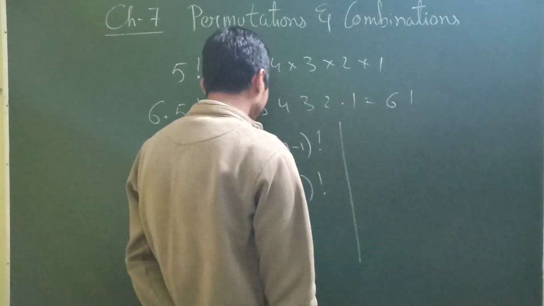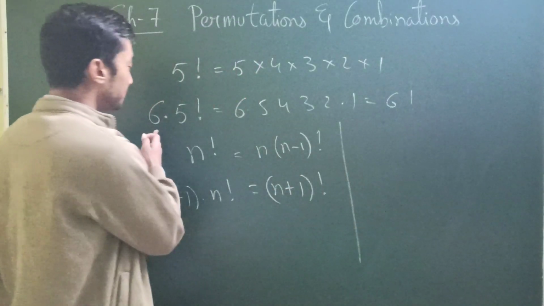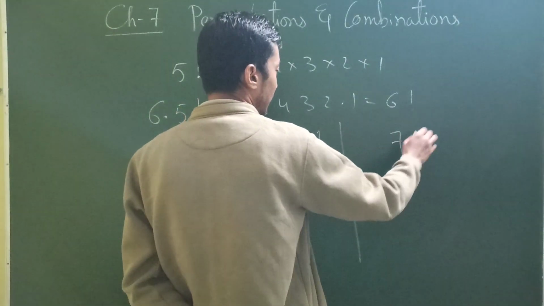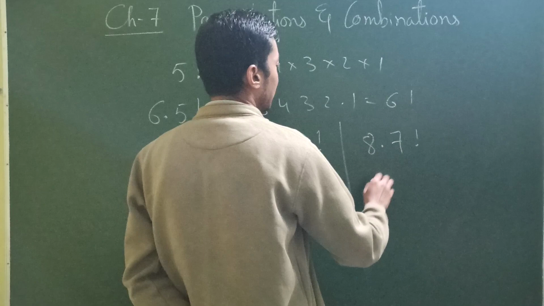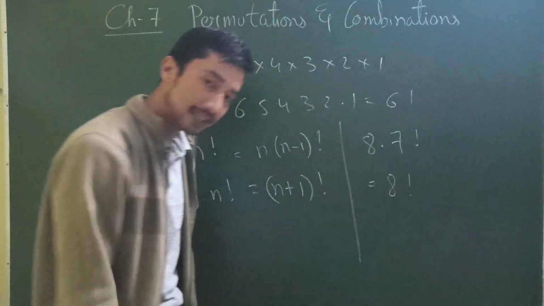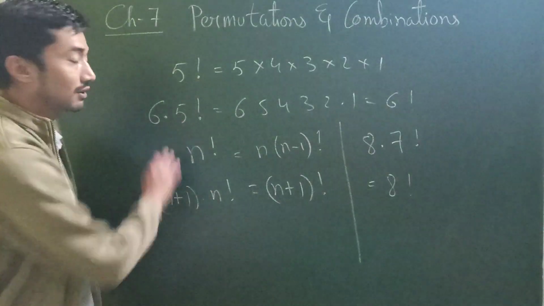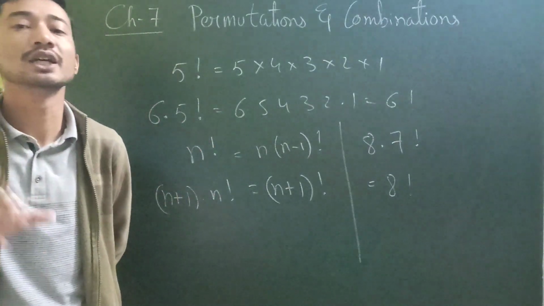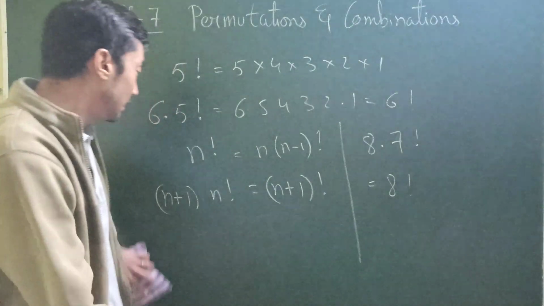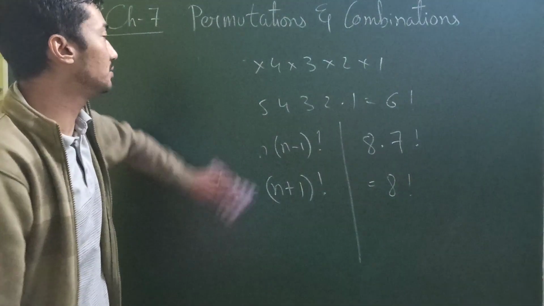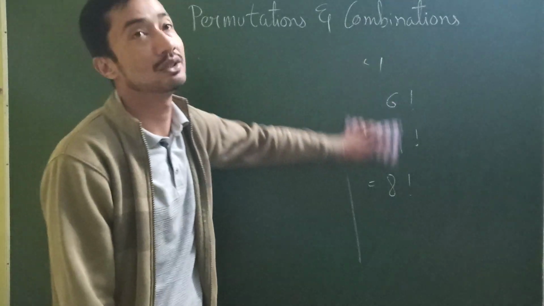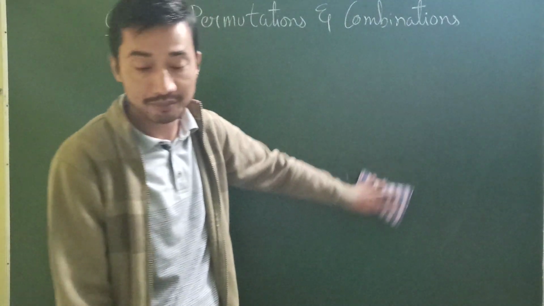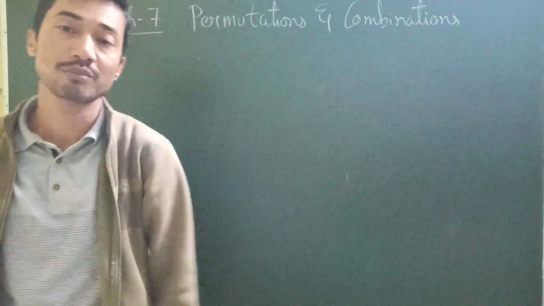I'll give you an example. Because if I have 7 factorial and then I pre-multiply it by 8, then it is also 8 factorial only, just like this concept. Okay, so those kind of logical, common sense concepts will be required a lot. Alright, so basically that's what we have with this factorial notation. Very small concept, but very important.